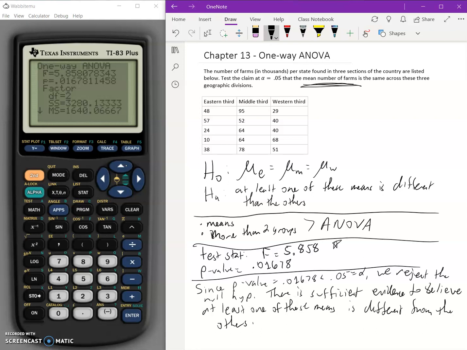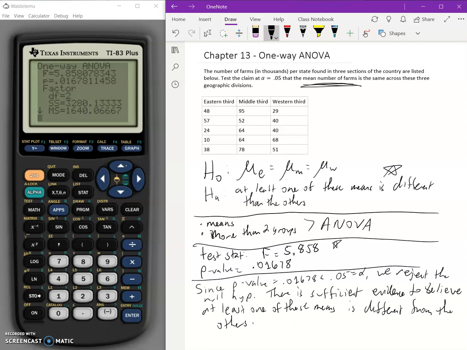Now remember, the alternative hypothesis just says at least one of them is different. We don't know which one is different. We don't know, is the eastern one different than the middle and the western? Is the middle one the one that's different? We don't know. We'd have to do additional testing. So all the ANOVA test tells us is that at least one of these is different from the others. And there we go.